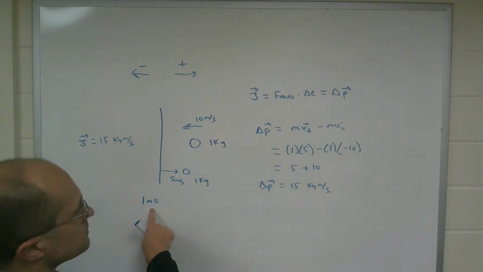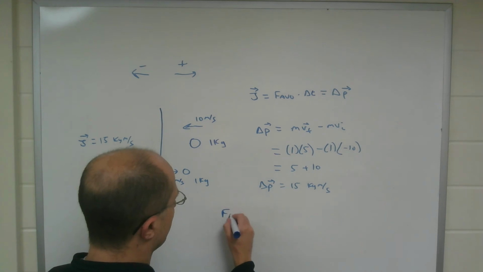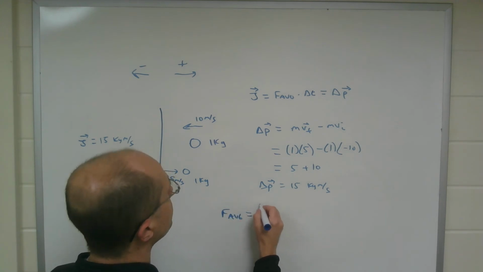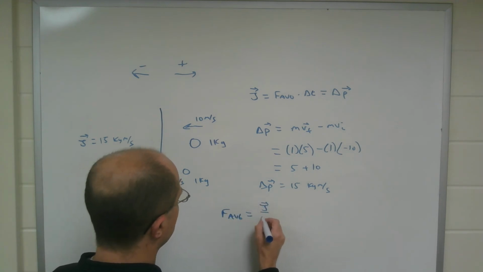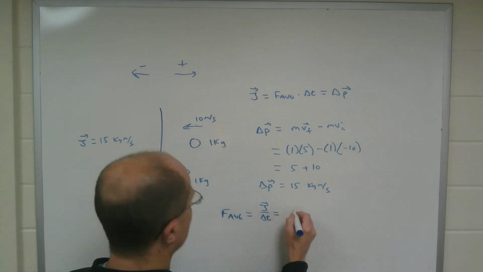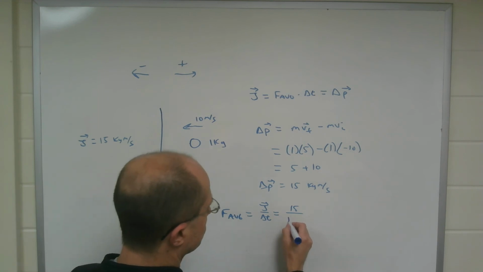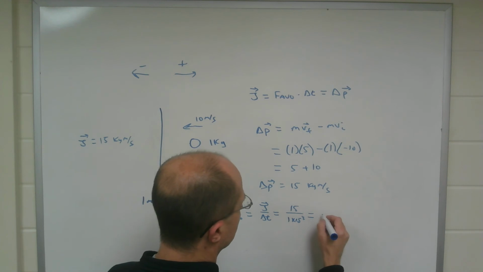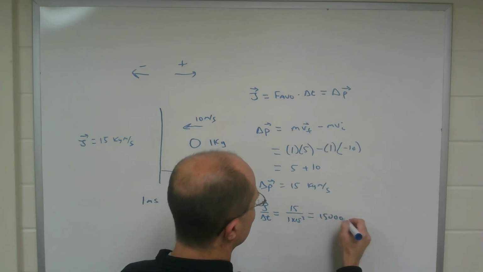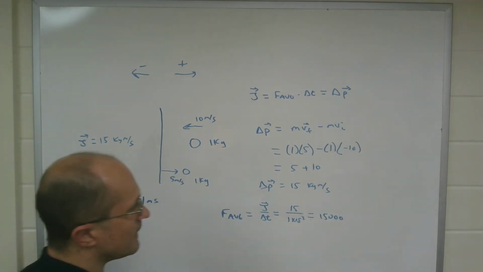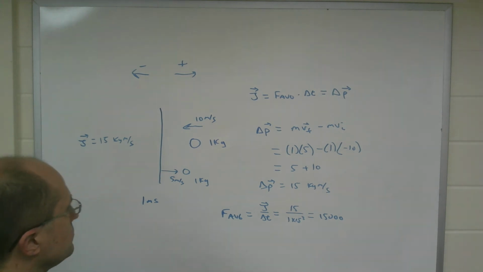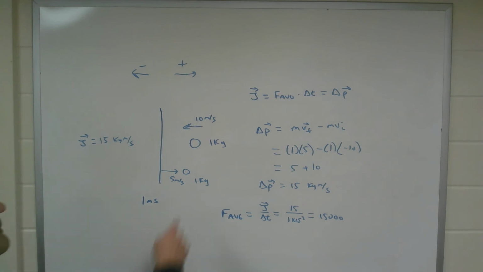Now, if that occurs in 1 millisecond, that means our average force would be J divided by the delta T. So in this case, it's 15 divided by 1 millisecond, which is 1 times 10 to the minus 3 seconds. So that means that the force delivered was 15,000 newtons during that time. So that's a really, really big force delivered to some ball. But that ball is pretty heavy and it was moving pretty fast.